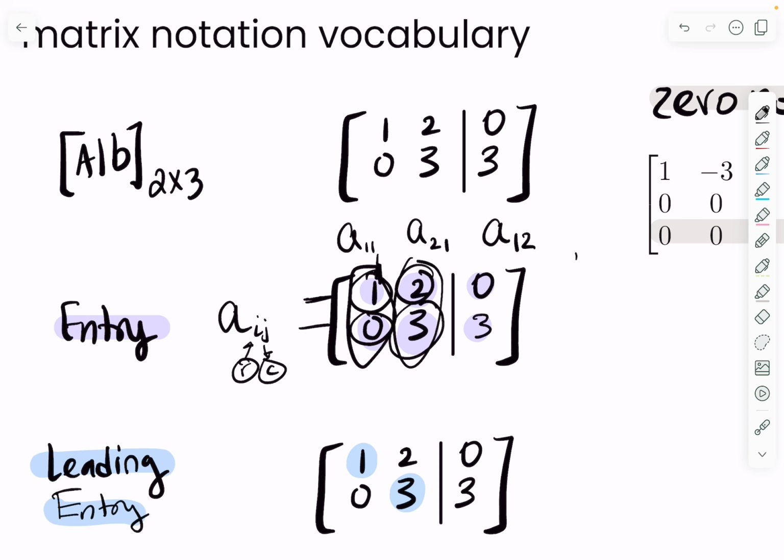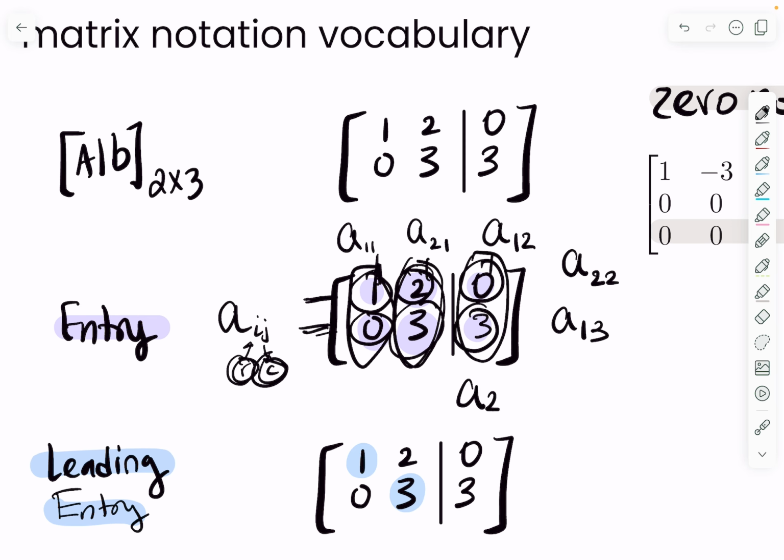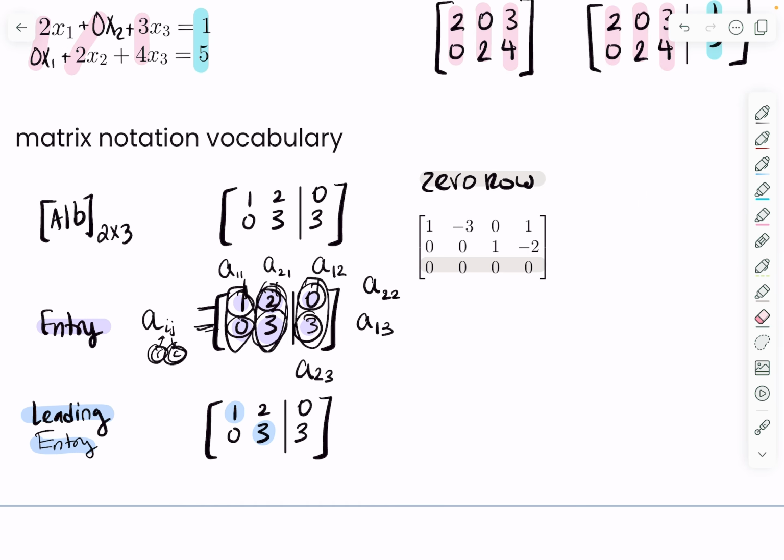To represent this one, it's the second row, second column, so a_22. This one is in the first row, and the column is 1, 2, 3, the third column, so a_13. And this one is the second row, third column, so a_23. So that's something you might see, and that's it for this video. I'll see you in the next.